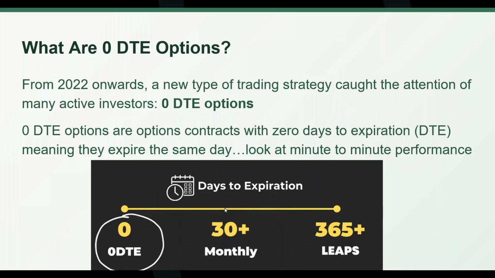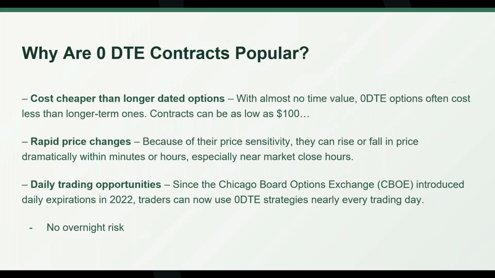Then you have the typical 30-day monthly contracts. And then right at the far left of the extreme things is the zero DTE options contracts. So the big question is, why are they so popular? Well, there are several reasons that they're so popular. The first is the cost.